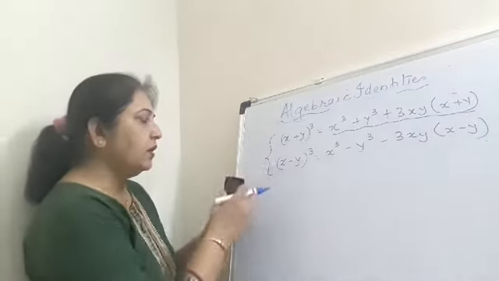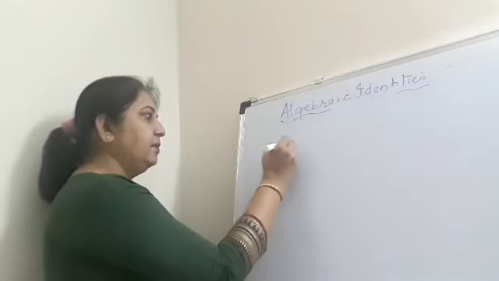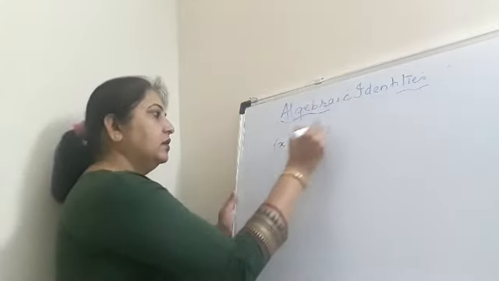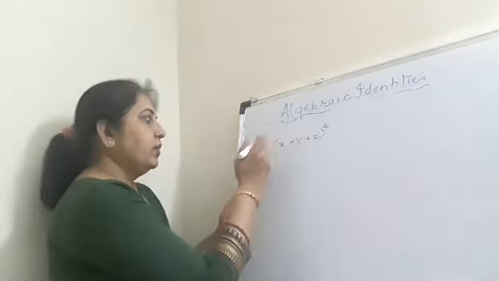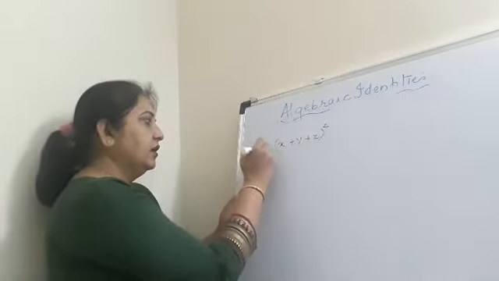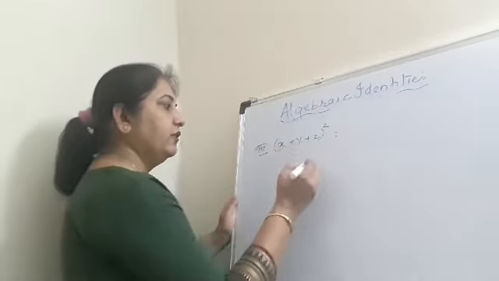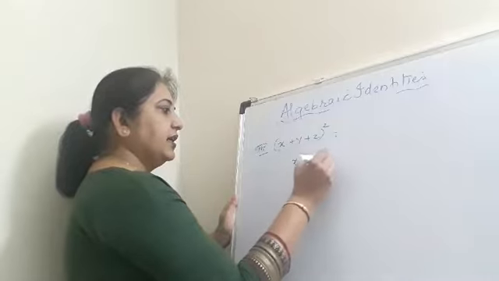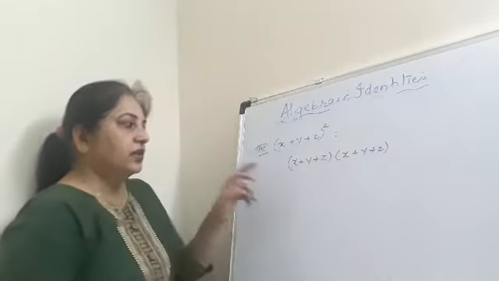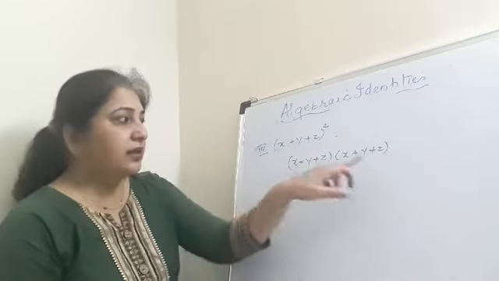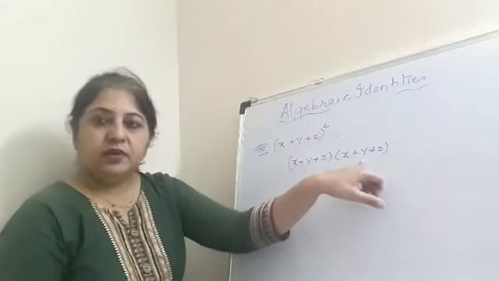Then one more identity is there, and that is x plus y plus z the whole square. I repeat, x plus y plus z the whole square. This is the third identity. Then we'll sum up all, right? x plus y plus z the whole square will give you x plus y plus z and x plus y plus z. So what will you do? This trinomial will be multiplied by this trinomial. Each term of this will multiply by each term of this trinomial.